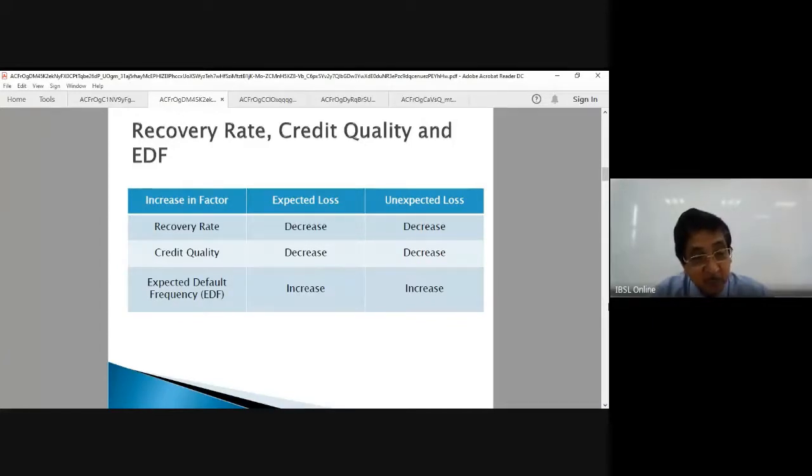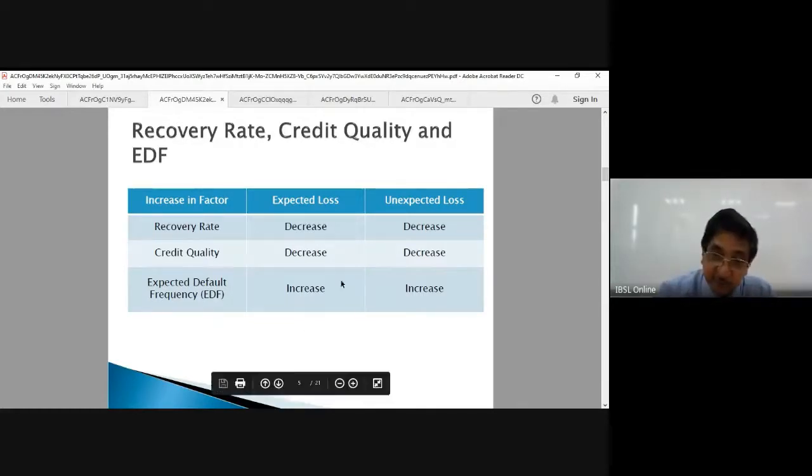Now, when you talk in terms of credit quality, it's an overall idea. Credit quality depends on several things. One very basic thing it depends on is probability of default, and other things like recovery rate come in under credit quality. But anyway, when credit quality increases, expected loss will decrease. Unexpected loss also will decrease. Now you just see the last one, expected default frequency. When it increases, expected loss increases, unexpected loss also will increase, but the increase is an exponential increase here. That is what you need to understand. So you can make a note there if you want. Even though here it is shown as increase, it is not a normal increase, it is an exponential increase.